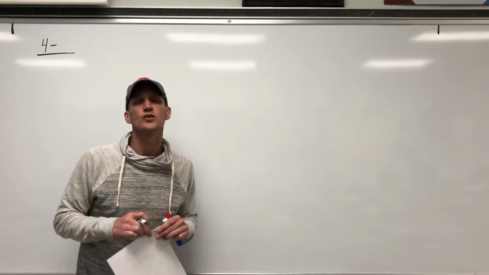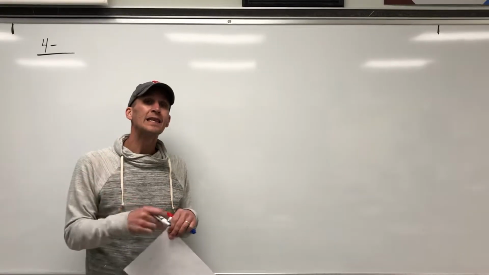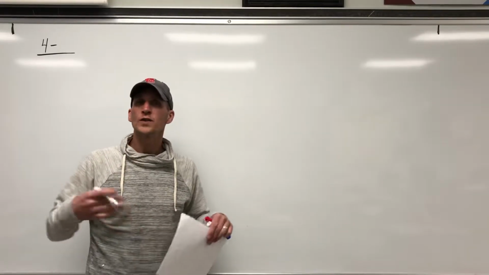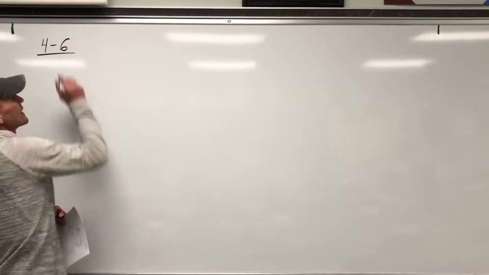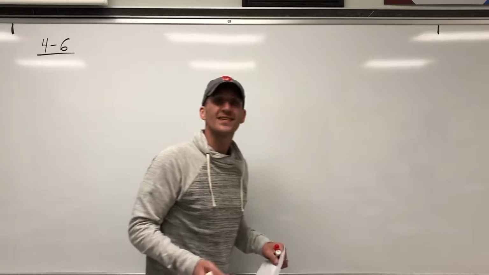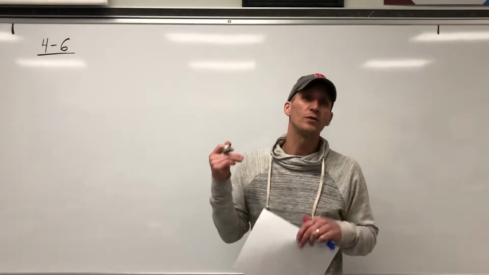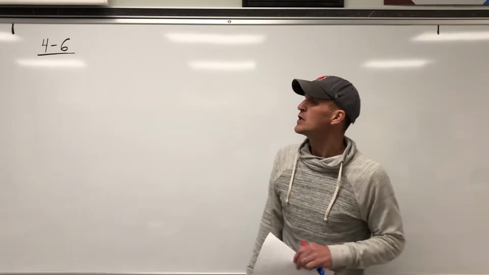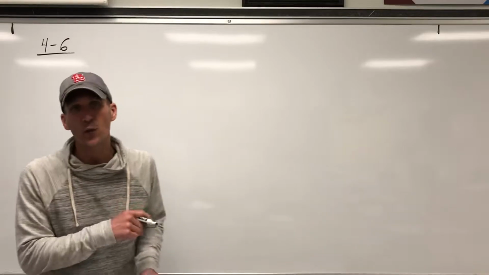Please make sure that you start a brand new sheet of paper every single day and label it with the date. So at the top of your paper today, label it 4-6 or April 6th. Tomorrow, you'll take out a brand new sheet of paper and label it 4-7. If you can stay organized by dates, that's gonna be the best way.